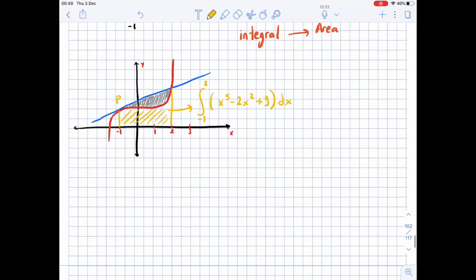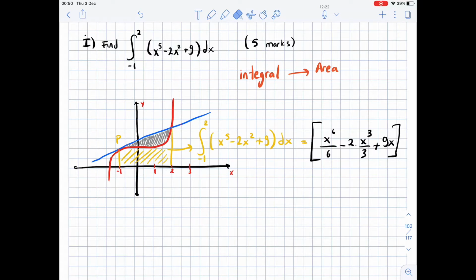We're going to have x to the power of 6 divided by 6 minus 2 times x cubed divided by 3 plus 9x. Our boundaries are between -1 and 2. We're going to replace x with 2, then subtract after replacing -1. So let's try it right now.